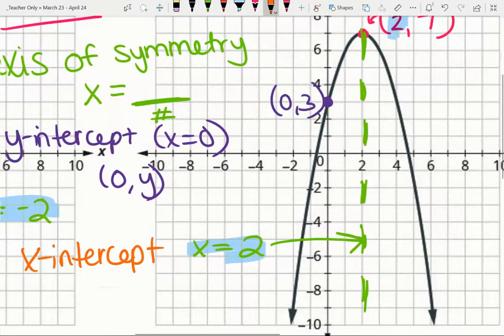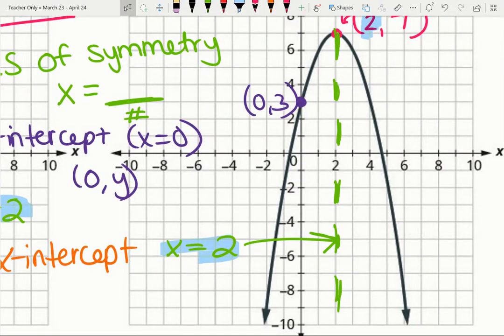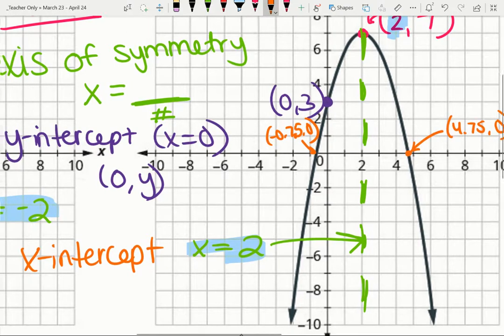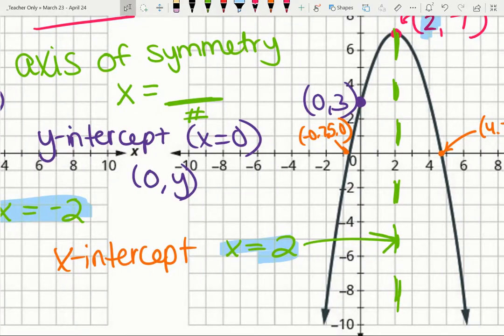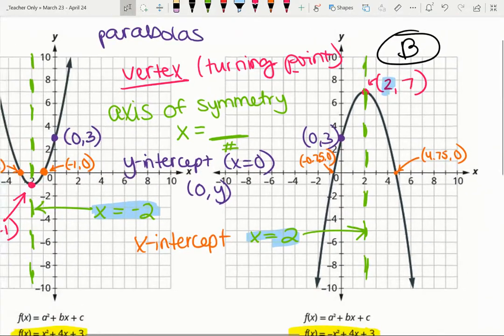Graph B's x-intercepts aren't perfect whole numbers, but we can kind of approximate them. So maybe this is 4.750 or -0.750. And in a few weeks, we'll be looking at how we find those x-intercepts precisely. But for now, on a graph, it just happens to be the points where the graph crosses the x-axis.